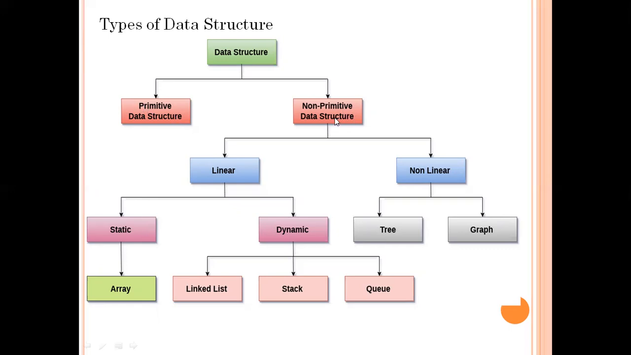Second is the non-primitive data structure. There are two types of non-primitive data structure, linear and non-linear. Again, linear is divided into two types, static and dynamic. Static means fixed and dynamic means changing. Then array is the static data structure. Then linked list, stack and queue are the dynamic data structures. In non-linear data structure, there are two types, tree and graph.